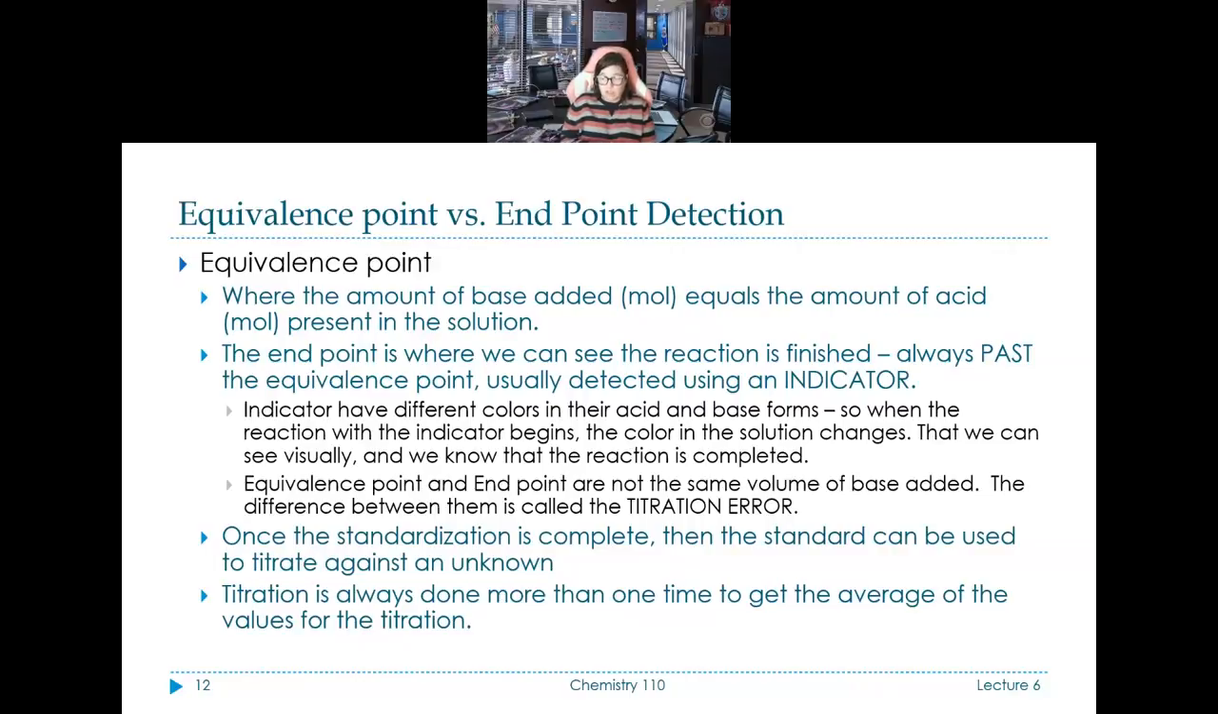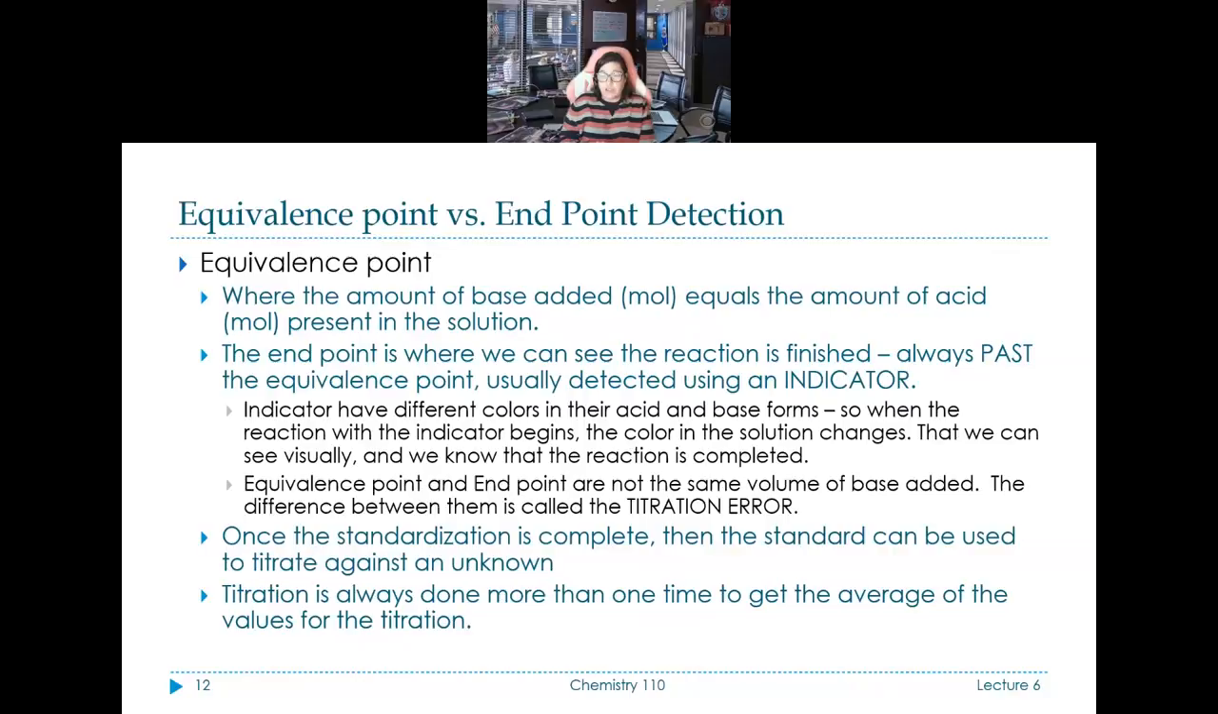So once the standardization is complete, then the standard can be used to titrate against an unknown. So we take our NaOH, we standardize it. That standardized solution can then be used to determine the concentration of any other acid, as long as we use it fairly quickly. A typical rule of thumb is within half a day of preparation. So as long as we've standardized it within half a day, and then do the next titration at the same time, then we know what's going on.